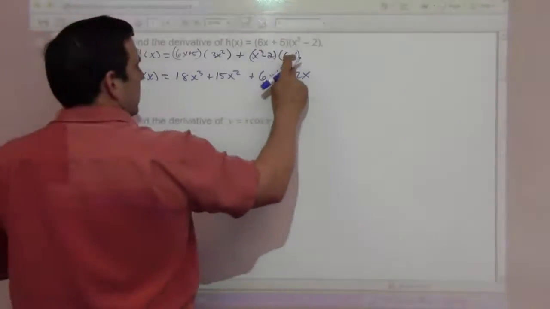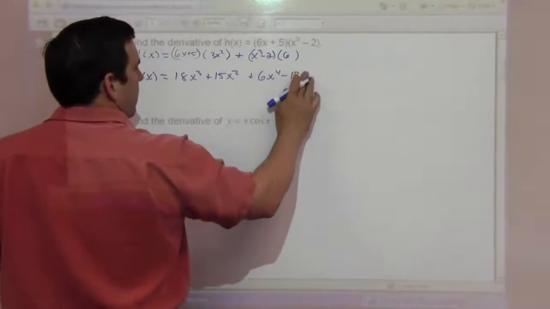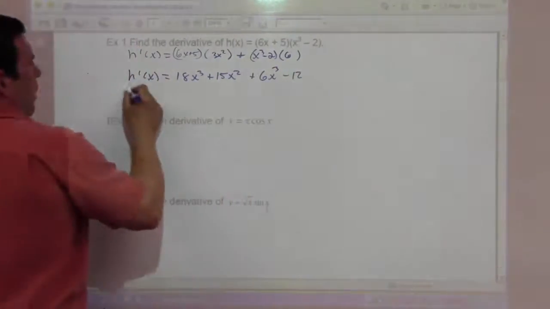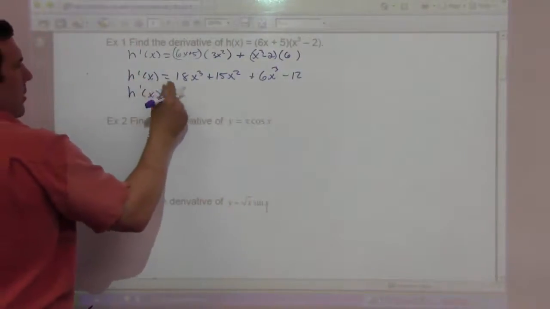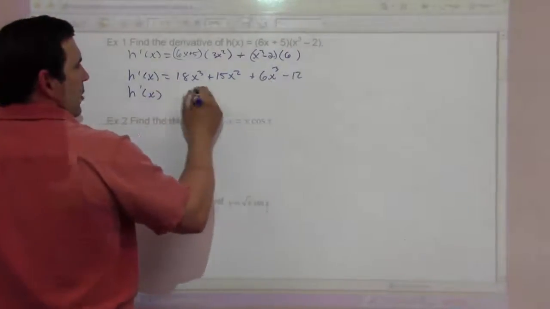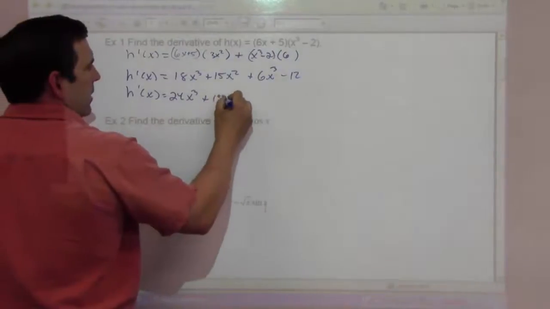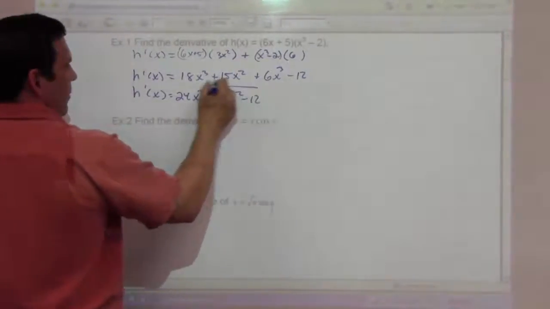Oh, I'm sorry, that just should be a 6, not 6x. Minus 12. That's cubed. Okay, so h prime of x is going to be 18x cubed plus 6x cubed is 24x cubed plus 15x squared minus 12.